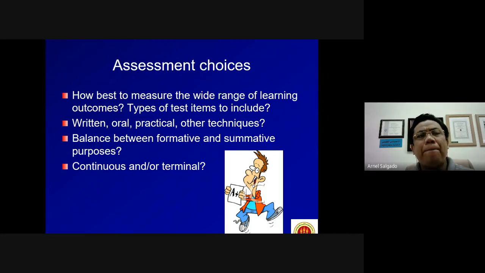There must always be a balance between formative and summative assessment. There must be a balance in between the two. So you have to look into that.